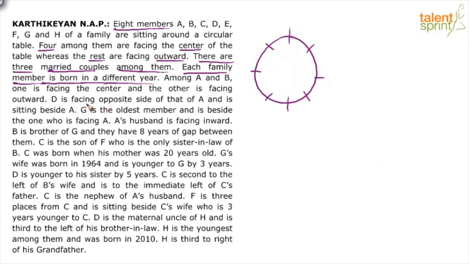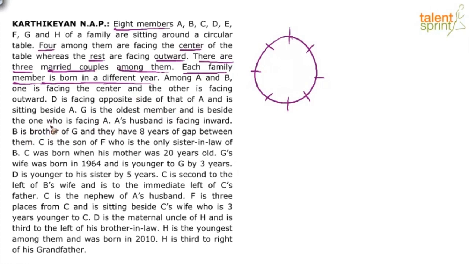A and B, one is facing center, other is outward. This is about arrangement. D is facing opposite of A is also about arrangement. Sitting beside A is about arrangement. G is the oldest member and is beside the one who's facing A, doesn't really help. A's husband is facing inward, also for arrangement. B is the brother of G.